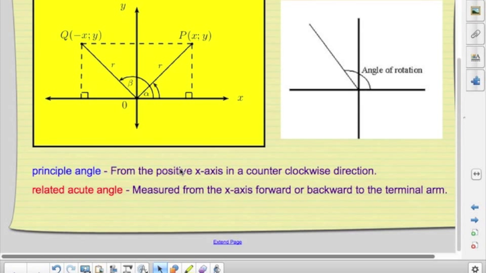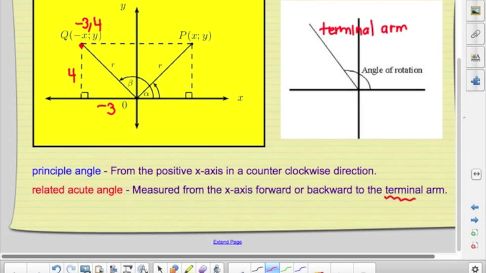Now, whenever you draw something, like a line from the origin to a point, so for example, if you're given point negative 3, positive 4, you know that your x value, you have to go negative 3 units, and you would have to go up positive 4 units. From the origin to that point that you're drawing, that is called the terminal arm. And the terminal arm is usually the hypotenuse of the triangle that you're about to form. And the term terminal arm shows up in the definition.